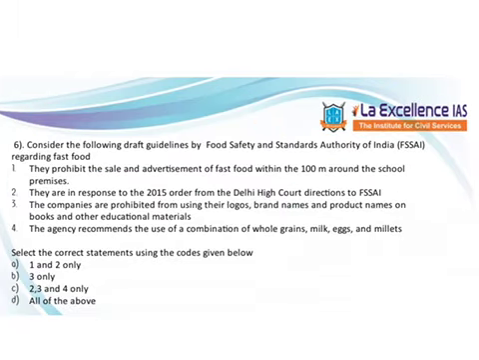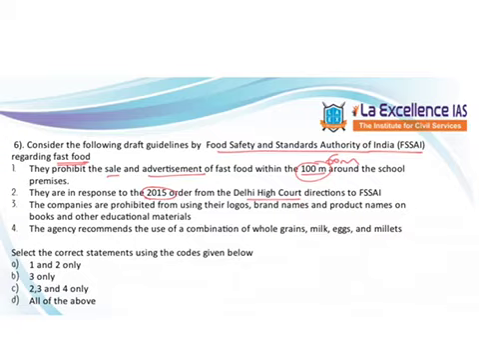Next question. Consider the following draft guidelines by the Food Safety and Standards Authority of India regarding fast food. The first statement is that they prohibit the sale and advertisement of fast food within 100 meters around school premises. It is actually prohibited within 50 meters of the school premises. The draft guidelines were made because in 2015, the Delhi High Court gave an order to the Food Safety and Standards Authority of India to control fast foods which are rich in fat, sugar and salt, and thereby also suggested promoting healthy diets in schools which are safe and balanced in nature.